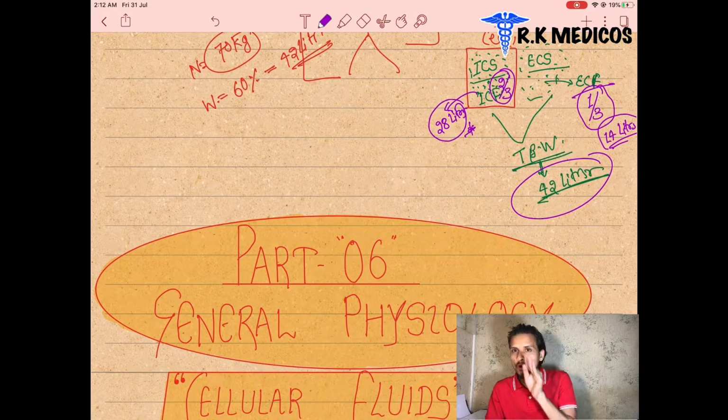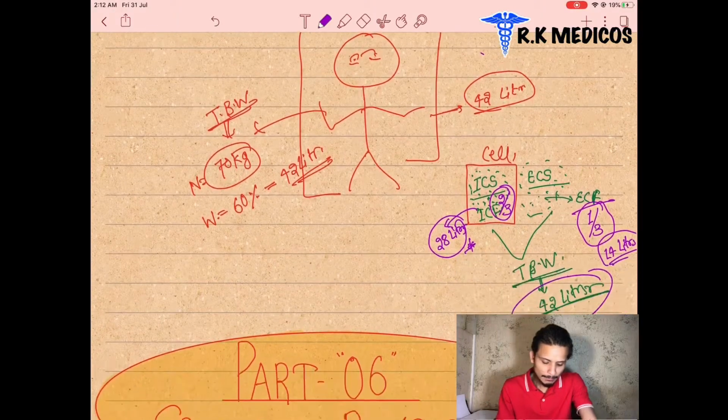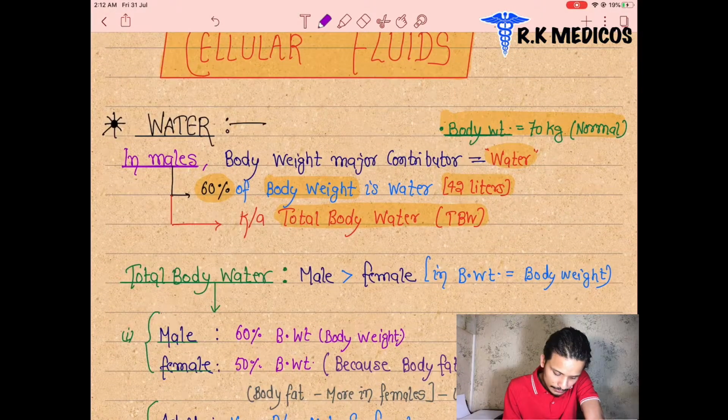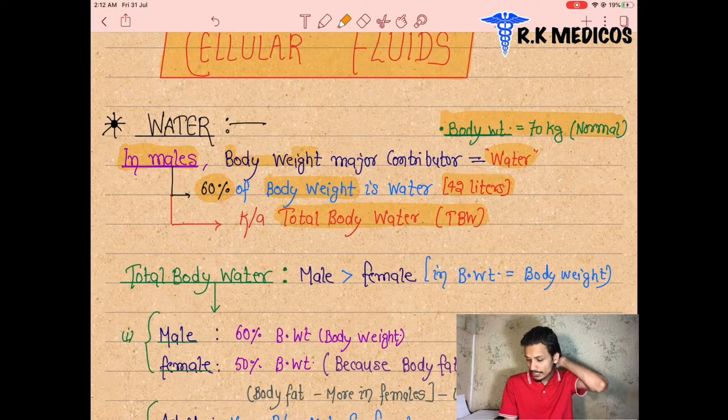The total body weight is 70 kg, and 60% of it is water. I'm not going to repeat everything. So you can see here, in any male person, the body weight is contributed mainly by water, and 60% of it, 42 liters, is the total body water. That is called total body water.